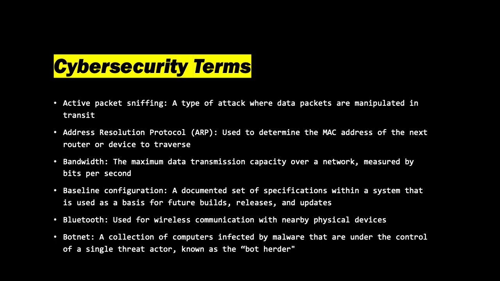Then comes something called baseline configuration. What is baseline configuration? Baseline configuration is a documented set of specifications within a system that is used as a basis for future builds, releases, and updates. What does that mean? A baseline is the minimally accepted configuration that you need. This is what you've agreed upon, so this is what you have to deliver as a baseline.